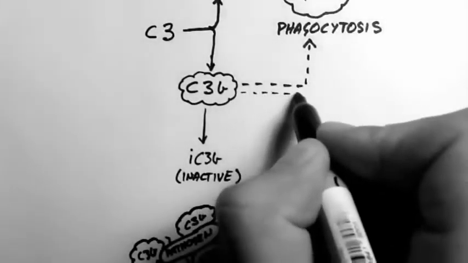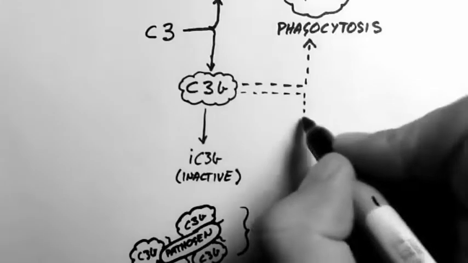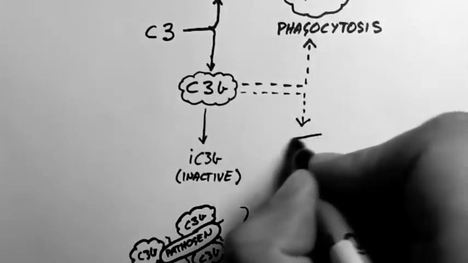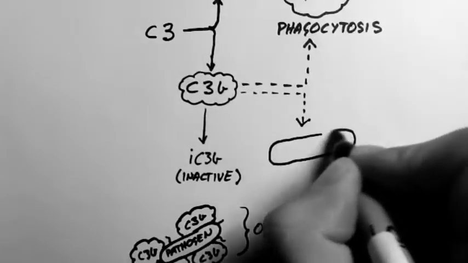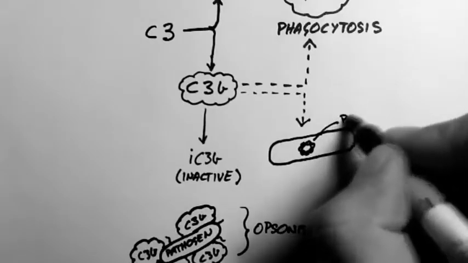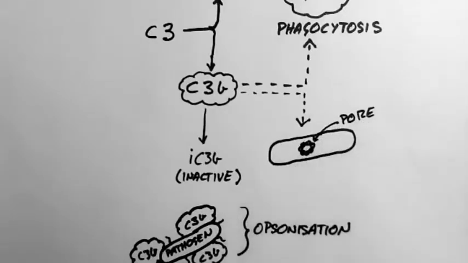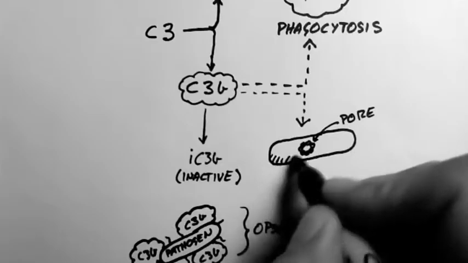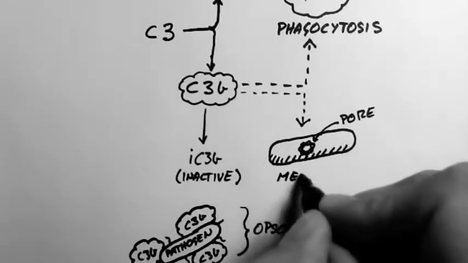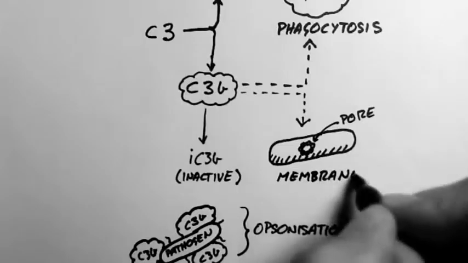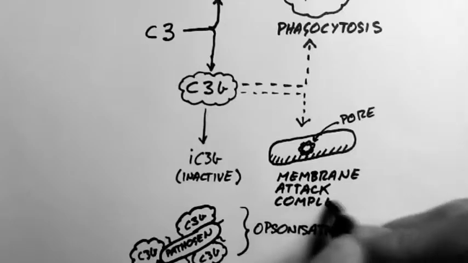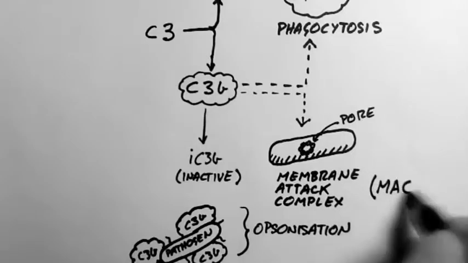The other outcome is the formation of this thing called a membrane attack complex. And it's basically just a bunch of proteins inserted into the membrane of the pathogen to create a pore in its membrane. So it's membrane attack complex. And it's often abbreviated MAC, or just called MAC.